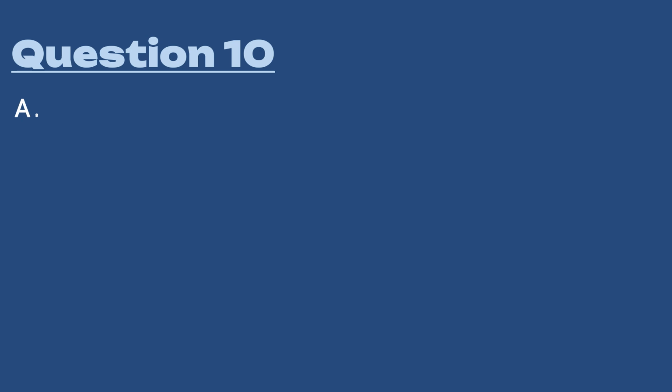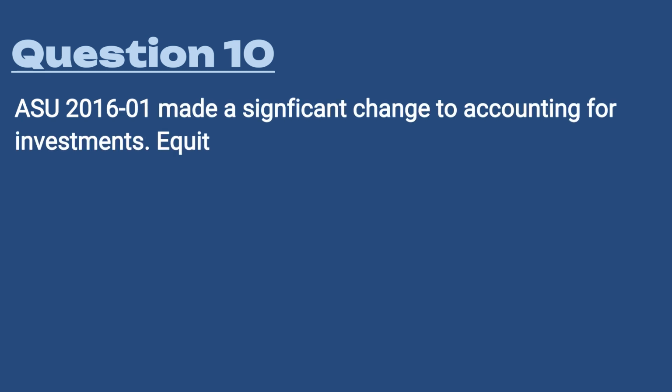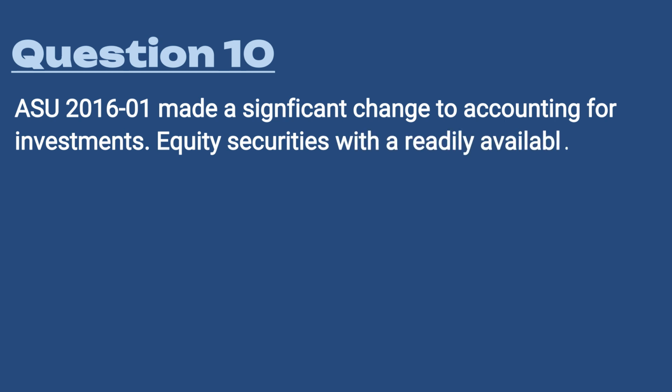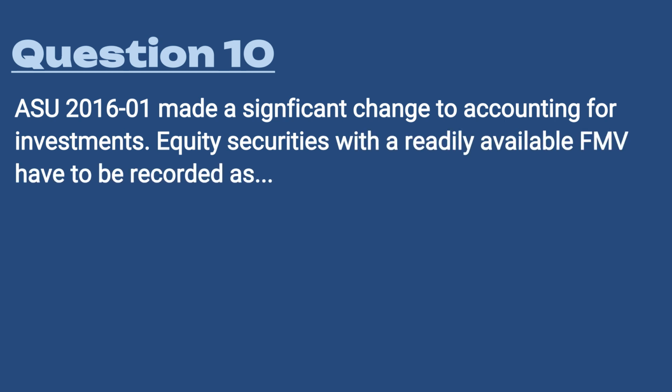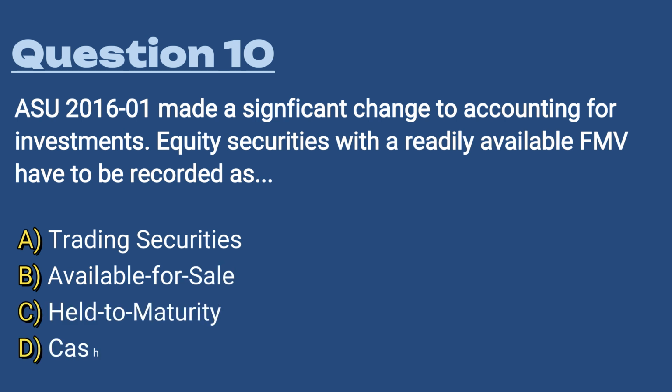Last question, question 10. ASU 2016-01 made a significant change to accounting for investments. Equity securities with a readily available fair market value have to be recorded as A, trading securities, B, available for sale, C, held to maturity, D, cash and cash equivalents.